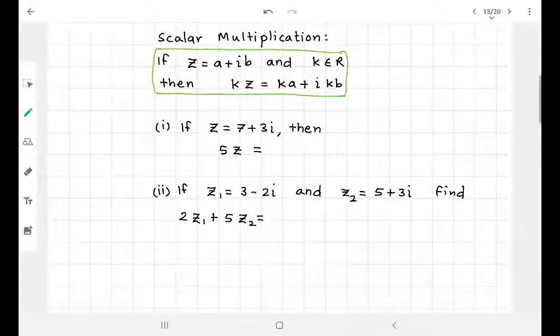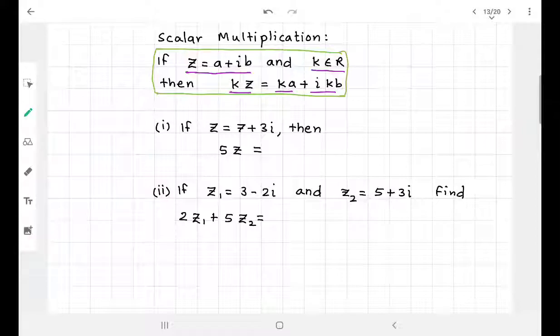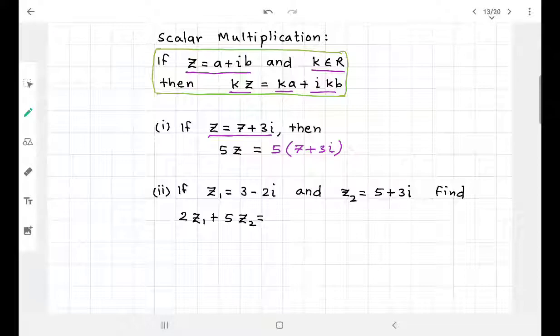Now guys, let's talk about scalar multiplication. Let's say you have a complex number z is equal to a plus iota b and there is a real number k. If I multiply z by k, then we get ka plus iota kb, that is, the real part and the imaginary part are both to be multiplied by the same number k. Example, if you have z is equal to 7 plus 3 iota and you want to find 5z, it is 5 into 7 plus 3 iota, right? So you simply multiply 5 into 7, 35 plus 15 iota.